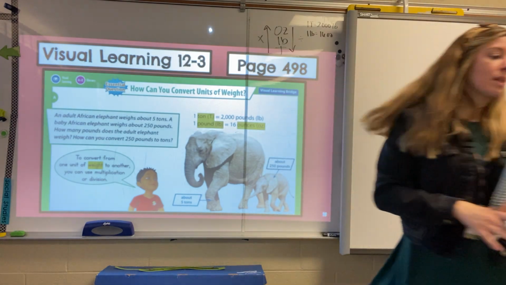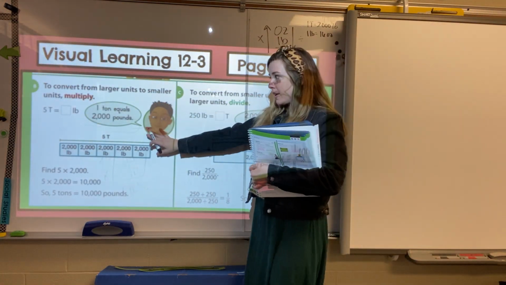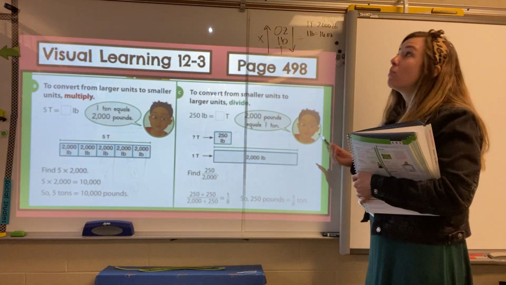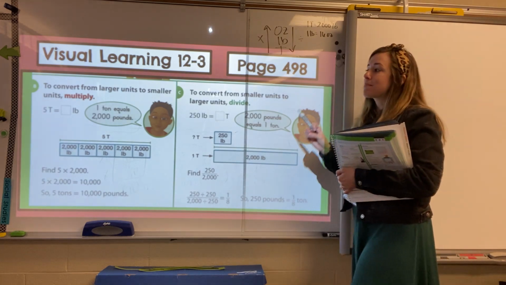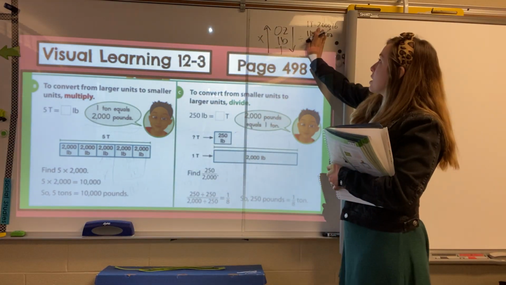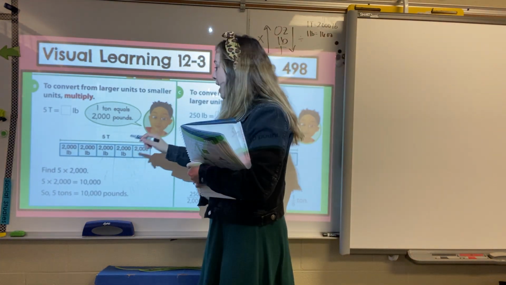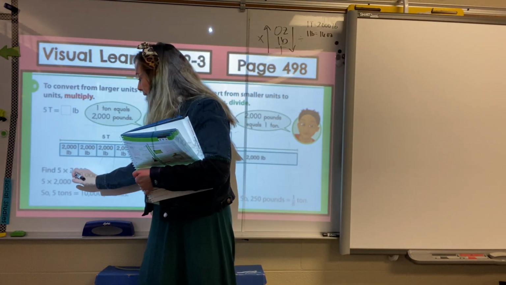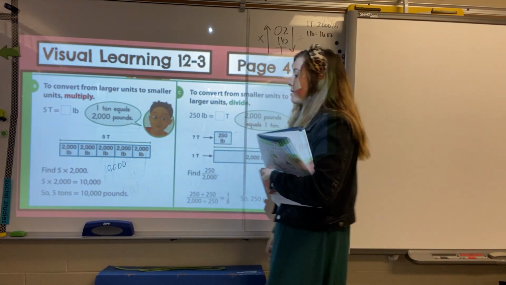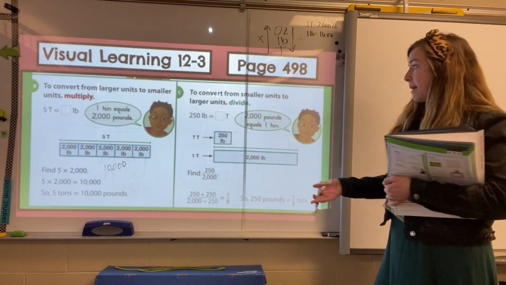So we need to take a look at what they did on the next slide. They've got to convert from larger units to smaller units, so they need to multiply. When we go from larger to smaller, we multiply, and we know that because I'm going to have more of something that's measured in a smaller amount. So we've got our 5 tons, and I have to multiply that by how many pounds are in a ton. This chart tells me I have 2,000 pounds in a ton. So I'm going to take 5 times 2,000, and really you can do 5 times 2, which gives you 10, and then tack on your 3 zeros, and you get 10,000 pounds. So 5 tons, 1 African elephant, is worth 10,000 pounds.